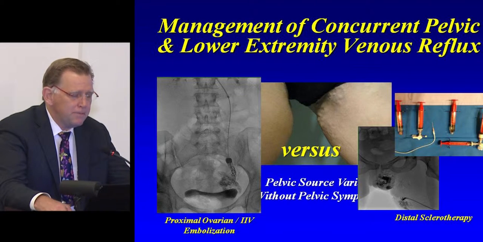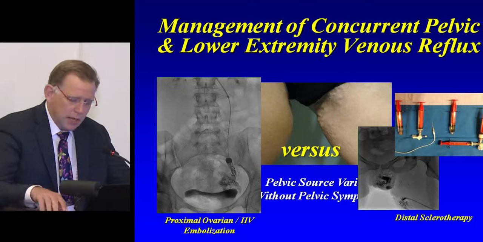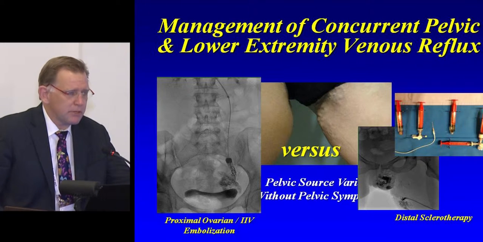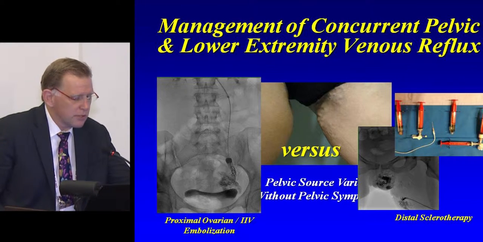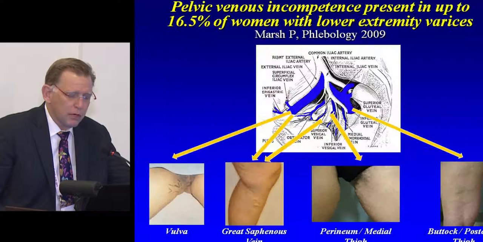and that is the management of concurrent pelvic and lower extremity venous reflux, and in particular talking about those patients who have pelvic source varices but no pelvic symptoms, and whether the appropriate approach ought to be as described in the last talk, which was excellent, with control of proximal reflux first, which makes physiologic sense for what we do everywhere else in the venous system, or with distal sclerotherapy first, either blindly or guided by fluoroscopy.